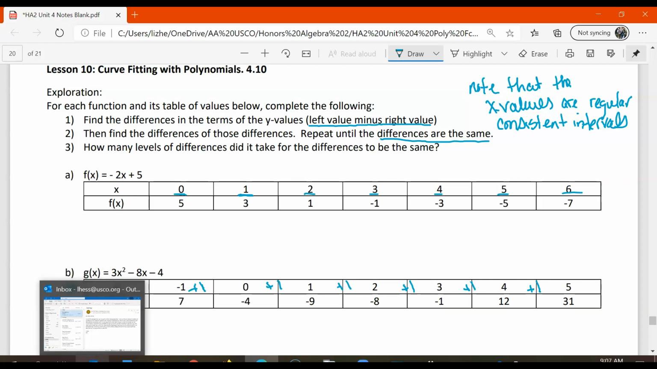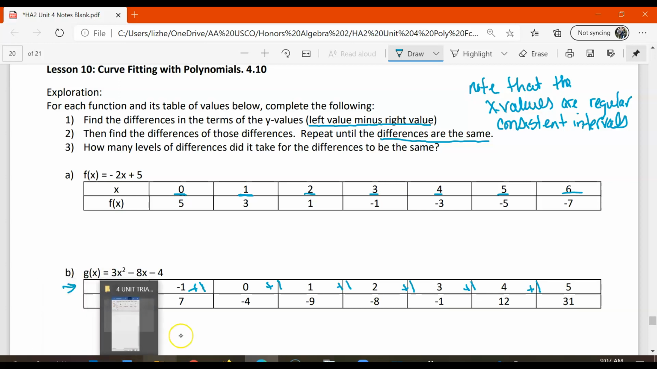Now, if we were increasing by 2 each time, that would be fine. Or if we were increasing by 100 each time, that would be fine. But the important thing is that x is consistently increasing by the same amount each time. And after you check that and make sure that's true, then you can go ahead and do what we're going to do here. So what we want to do is find the differences in terms of the y values.